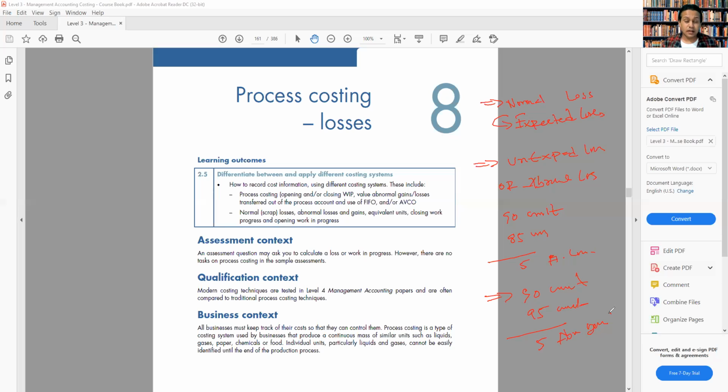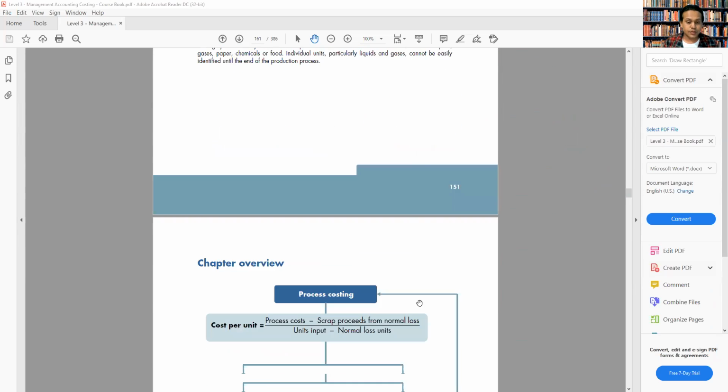So let's go inside of the chapter now and have a look at how exactly all of this works in process costing. Now this chapter could be tricky sometimes, so make sure you spend enough time practicing process costing, because we're expecting some questions in the exam from this chapter. So let's go inside and have a look at what we have.